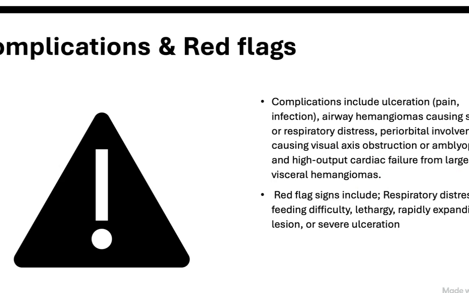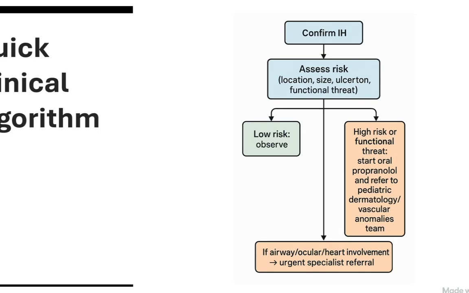So when to hospitalize these patients? If they have respiratory distress, if they have feeding difficulty, especially if it's in the oral cavity or on the lip, if the baby is lethargic, if it's a rapidly expanding lesion, or if there is a severe ulceration, because if we have a severe ulceration in the anogenital area, it may even cause sepsis and death. So that's why you have to hospitalize the patient and start the treatment immediately.